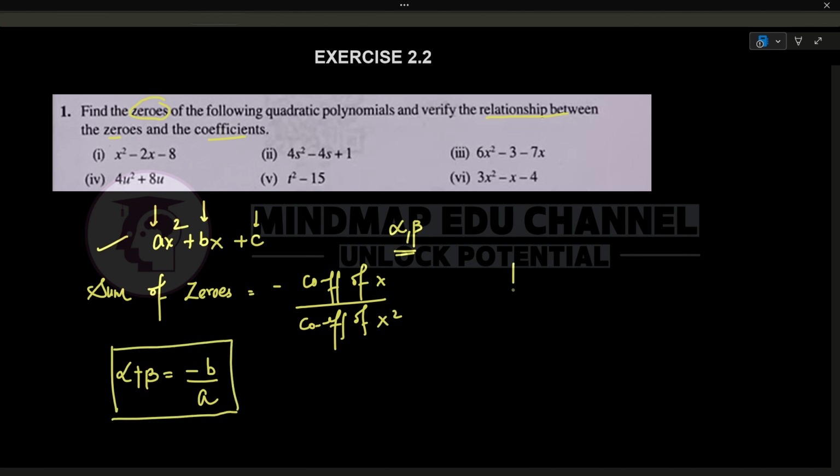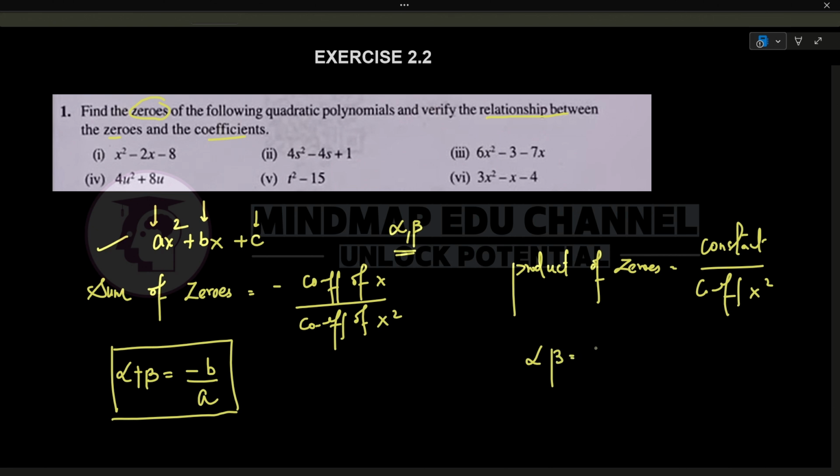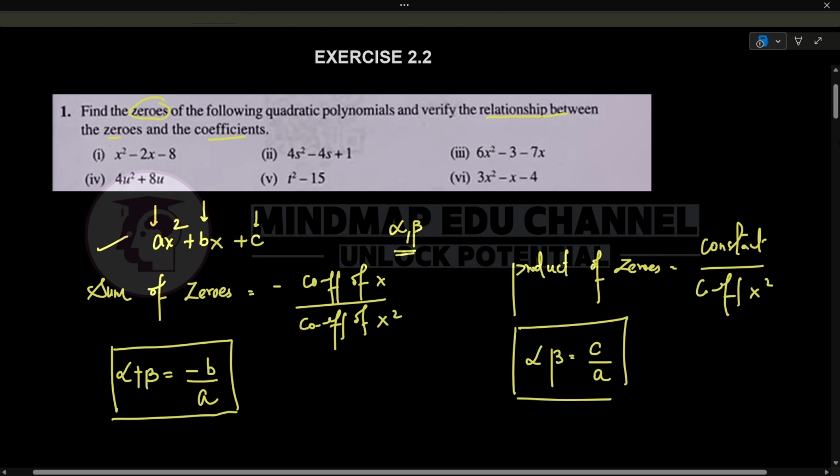So this is how we will find the relationship. Now let's see the product of the zeros. The product of the zeros is equal to the constant term over the coefficient of x square. So the product, alpha into beta, is equal to the constant term c over the coefficient of x square, which is a. So by finding the sum of the zeros and the product of the zeros, we can verify the relationship between zeros and coefficients.